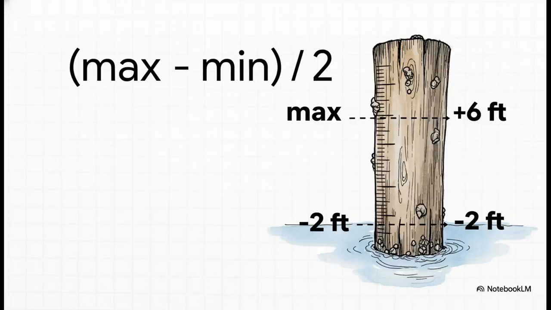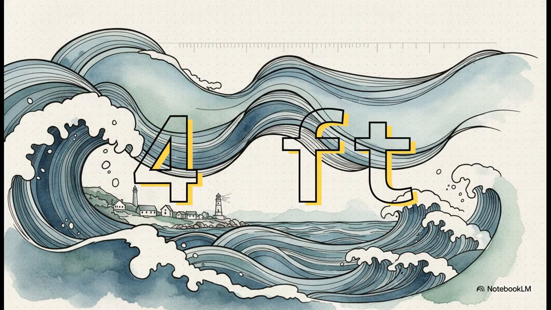So for instance, let's say high tide in a harbor is 6 feet above normal sea level, and low tide is 2 feet below. We just plug those numbers right into the formula. That's 6 minus -2, all divided by 2. And that gives us a tidal amplitude of 4 feet. Now, that number might not sound like a lot, but in the real world, it has massive, massive consequences.